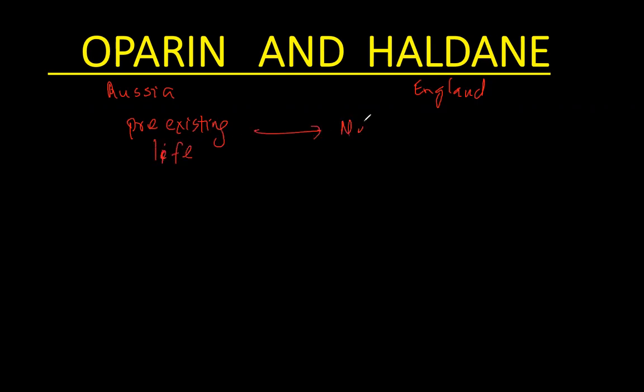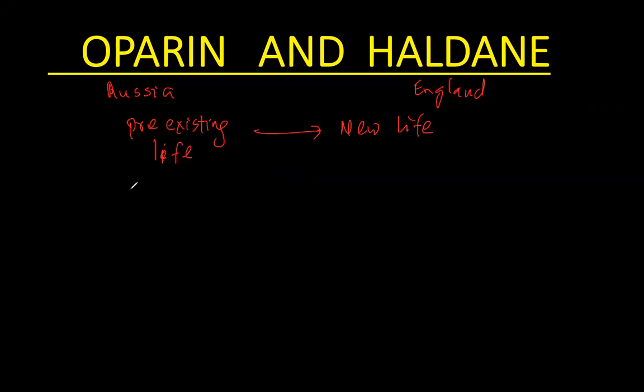That's the next theory. It was proposed by two scientists, Oparin from Russia and Haldane of England. These two scientists proposed the first form of theory, which said that life can arise only from pre-existing life. Pre-existing life caused the formation of new life forms. This was the idea of Oparin and Haldane, right?